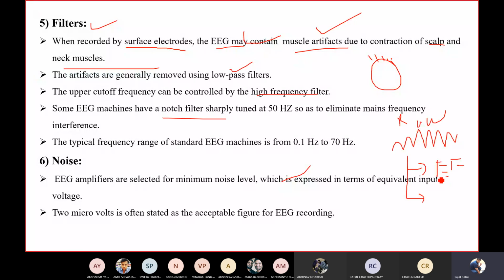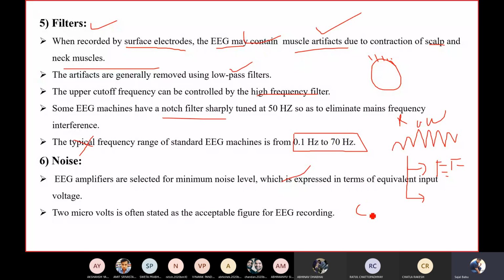Actually my EEG signal is, as you can see here, 0.1 to 70 hertz. That means I am getting a frequency of 0.1 to 70 hertz. Actually, this is written wrong. This is not the typical frequency. Typical frequency will be 0.5 hertz to 50 hertz. But actually I am getting a frequency of 0.1 to 70 hertz.